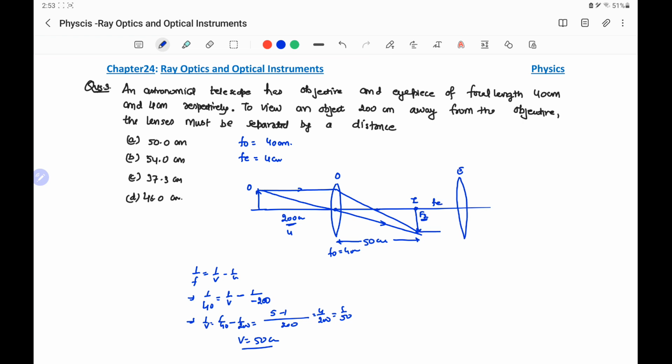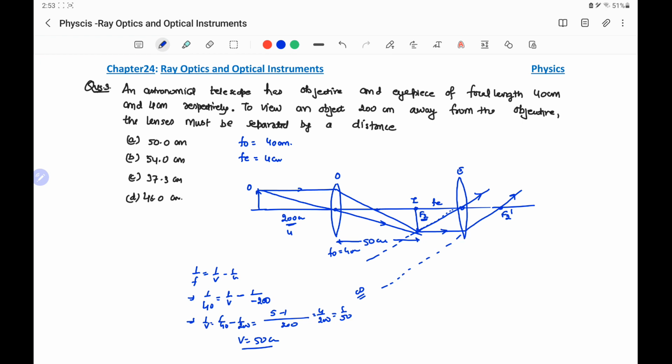So if we make the image from the eyepiece, one of the rays is parallel to the principal axis, so after refraction it passes through the second focus of the eyepiece, and one ray is taken which is passing through the optical center, so this ray passes without any deviation, and on backward tracing these rays appear to come from infinity, so the image is formed at infinity, and we say this is the normal vision of the image formation.